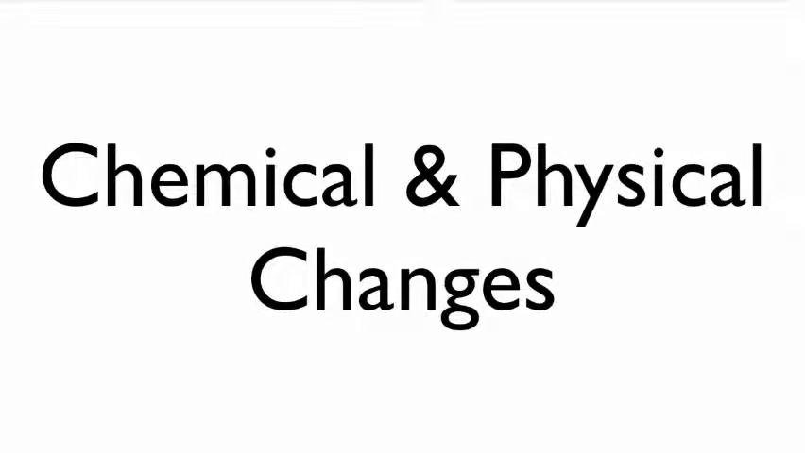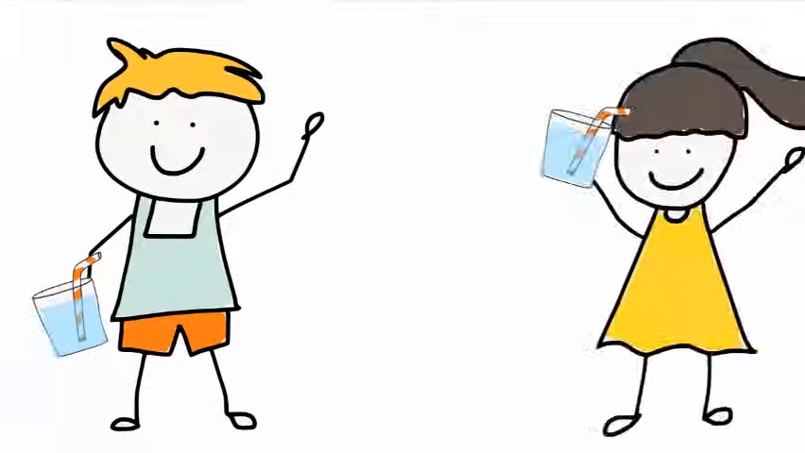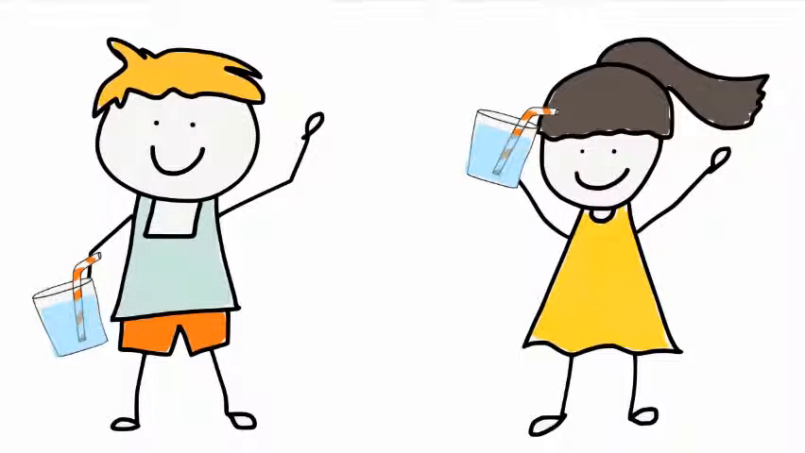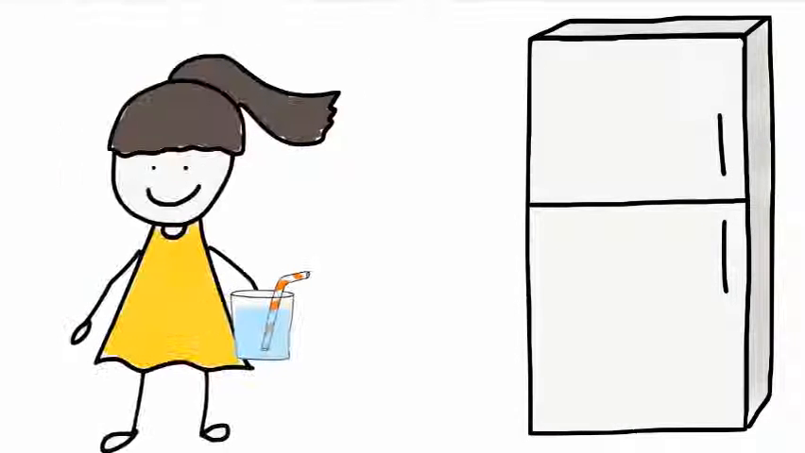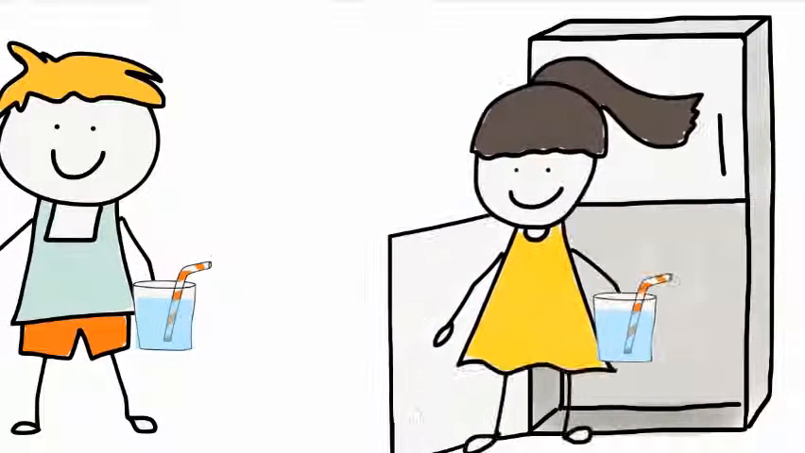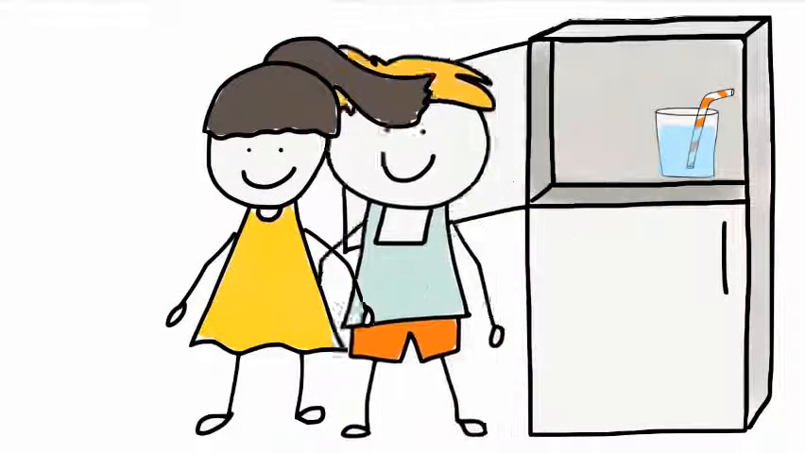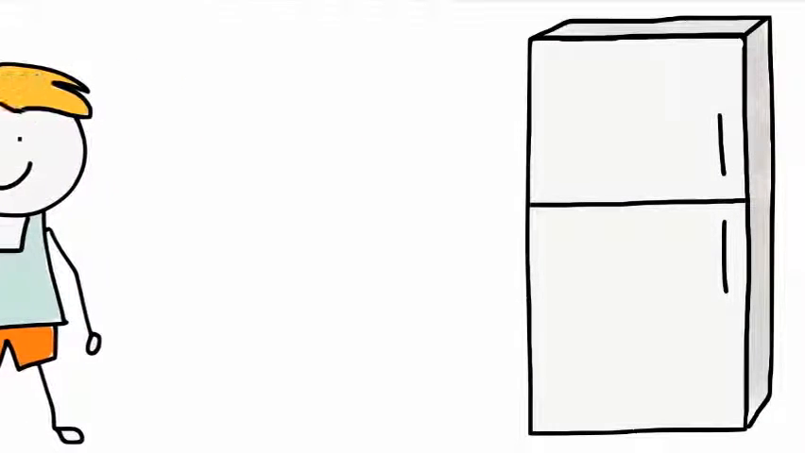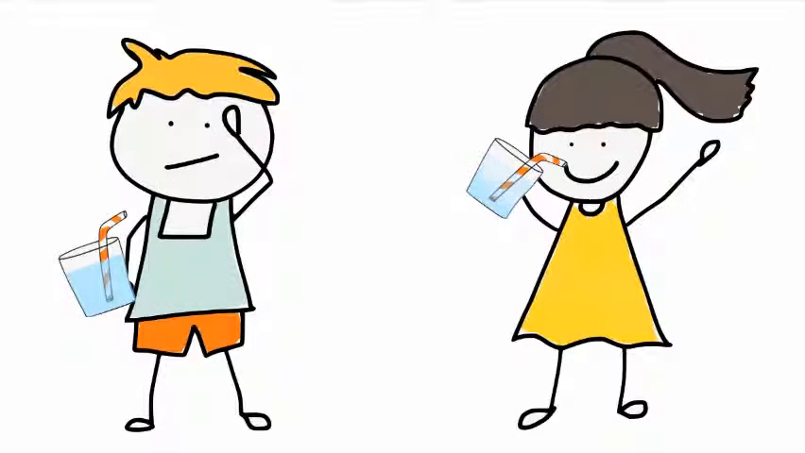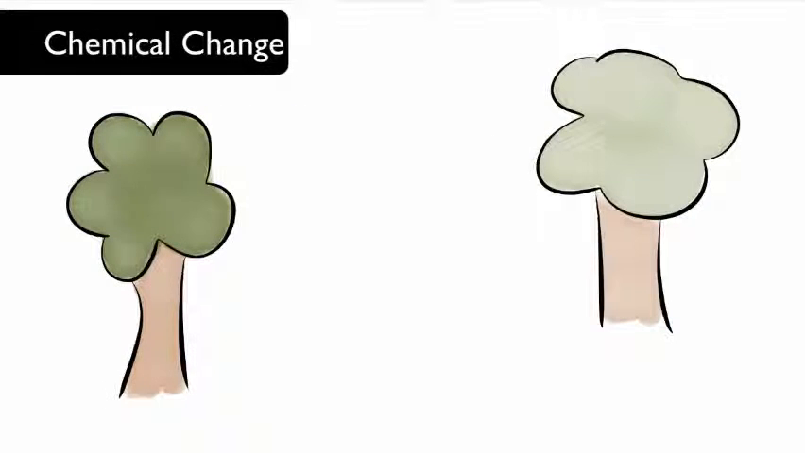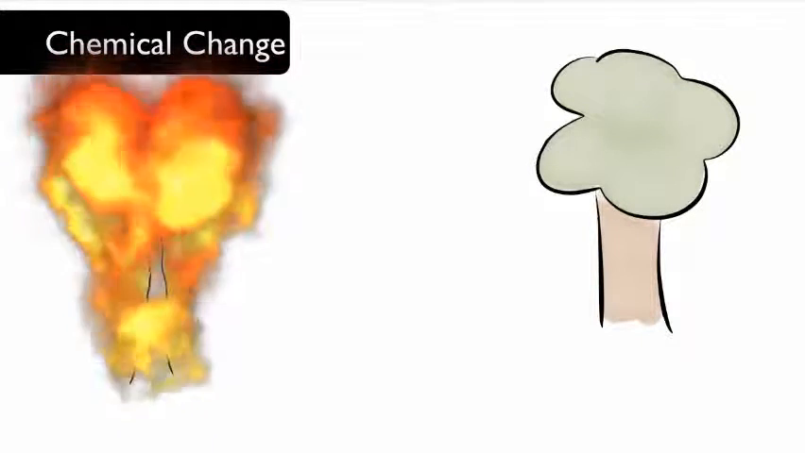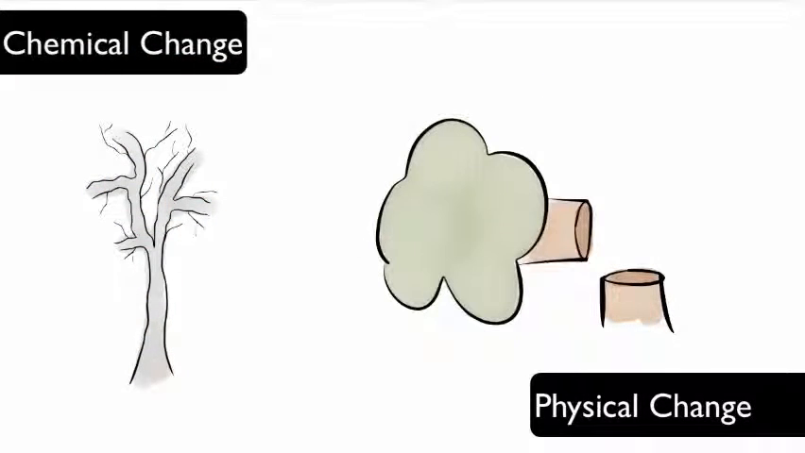Chemical and physical changes. Say hello to Mark and Molly. Each is enjoying a glass of water. Deciding to save some for later, Molly puts her glass in the refrigerator, and Mark decides to put his in the freezer. A short time later, they go to get their drinks. Molly enjoys her cold liquid water, but something has happened to Mark's water. His has physically changed. Matter can undergo a chemical change or a physical change.